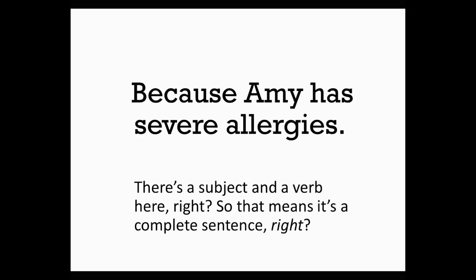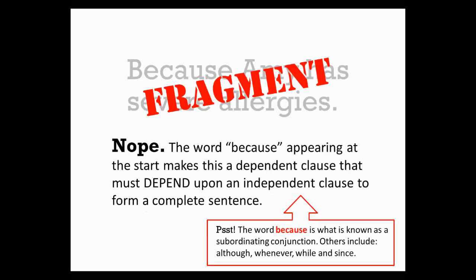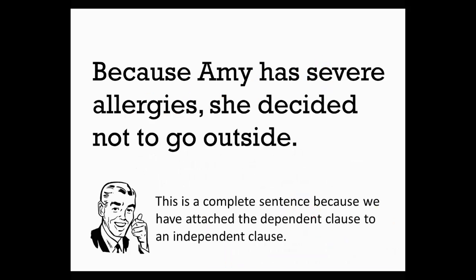But let's check something. The phrase, "because Amy has severe allergies," has a subject and a verb. So does that alone make it a complete sentence? Nope. The word "because," a subordinating conjunction, makes this phrase a dependent clause, which means it must depend on an independent clause to become a complete sentence. If we attach this dependent clause to the sentence, "she decided not to go outside," now we have a complete sentence made up of a dependent clause and an independent clause.